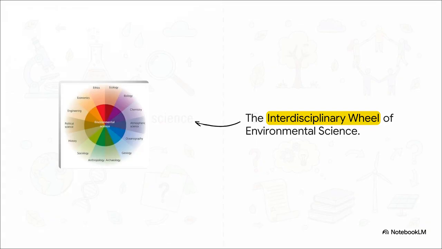And you can see that in action on this incredibly vibrant interdisciplinary wheel of environmental science. You've got your core hard sciences, right? Biology, chemistry, geology, oceanography. But they absolutely do not operate in a vacuum. They are seamlessly plugged into sociology, history, economics, political science, and even ethics. It literally takes this entire spectrum of human knowledge to make sense of our environment.